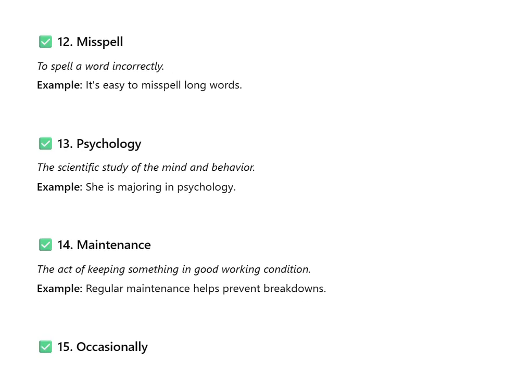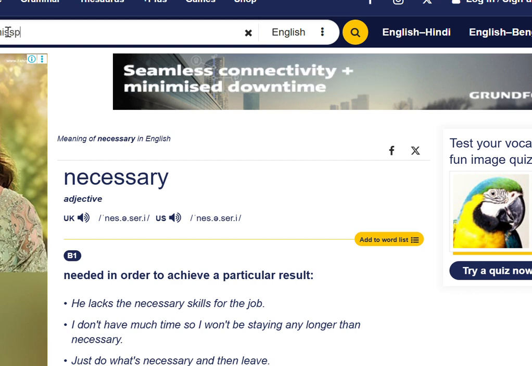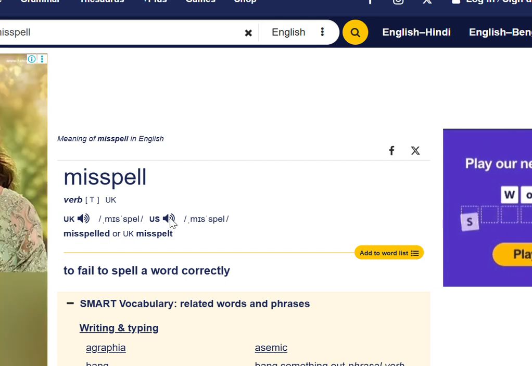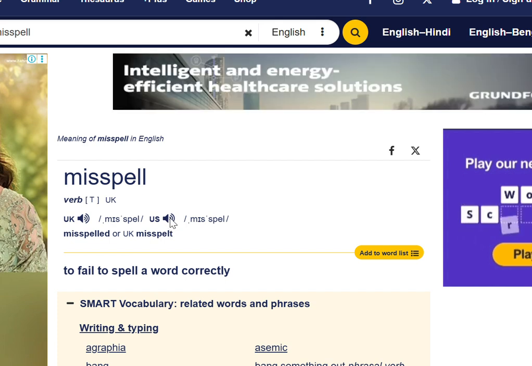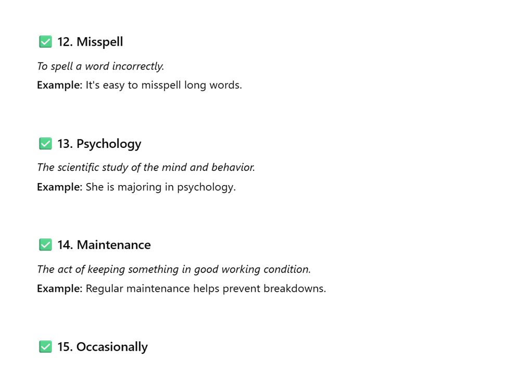Yes. The next one is misspell. How many people know this word, misspell? The stress is on the second syllable. Misspell is to fail to spell a word correctly. For example, I'm going to say mispell. So I mispronounce it, right? So I misspelled the word. It means to spell a word incorrectly.